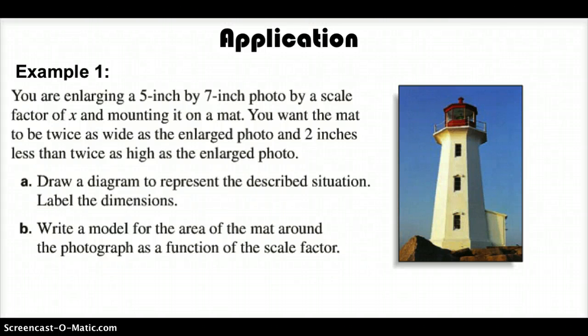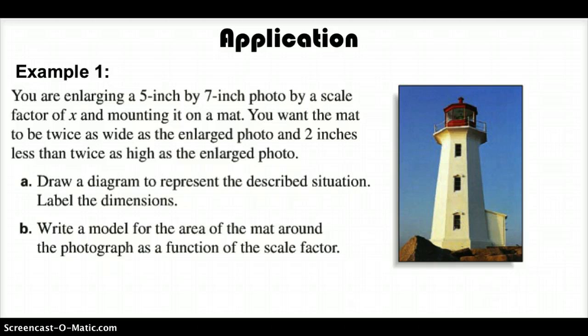All right, let's look at how we can apply our vast knowledge of adding and subtracting polynomials, okay? So here's our application problem. It says you're enlarging a 5-inch by 7-inch photo by a scale factor of x and mounting it on a mat. It says you want the mat to be twice as wide as the enlarged photo and 2 inches less than twice as high as the enlarged photo.